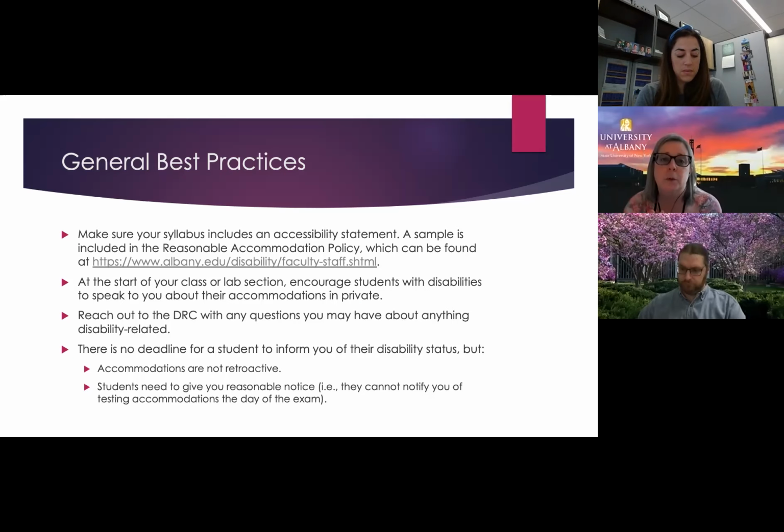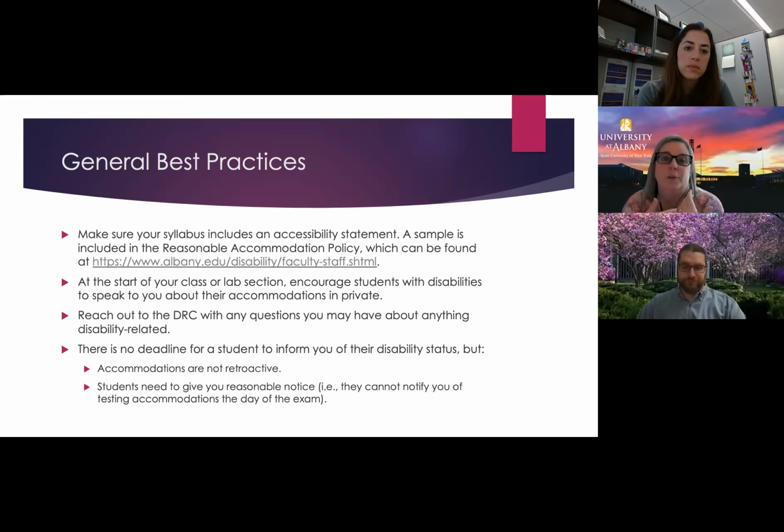Now, we do ask that you not put on your syllabus, and there are still some professors doing this, "You need to inform me of accommodations by the second week of class." That's a popular deadline that they put. That's actually something that the Office of Civil Rights would not uphold if a student were to protest that. There's no deadline for students to identify with us as having a disability to get accommodations.